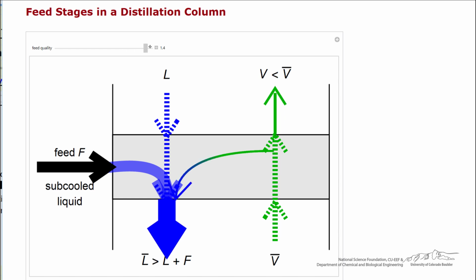If we now have a super cold liquid, all the liquid fed goes into liquid phase, and some of the vapor, upflowing vapor in the column, is also condensed and added to the liquid phase. So this just helps you hopefully to visualize the behavior as we have a feed going to a stage of a distillation column.